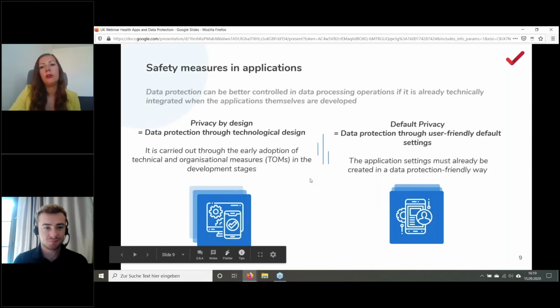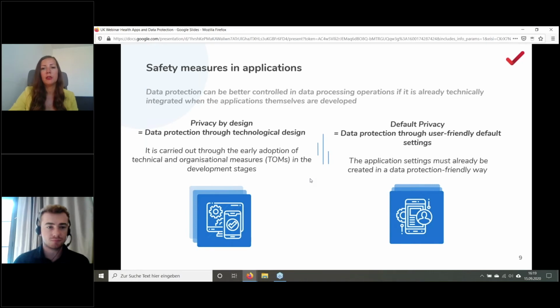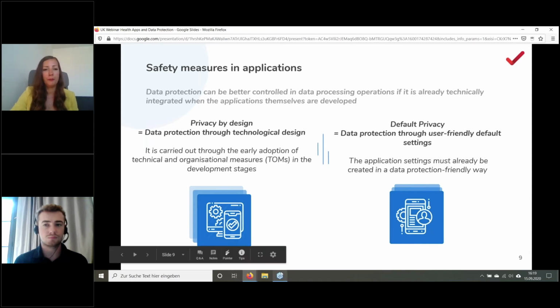Exactly. So yes, now we want to speak a little bit about product-specific data security. What do you have to pay attention to as a developer of a health application? Here we will talk in detail about privacy by design and privacy by default, as these two terms are much talked about, and you hear them a lot in regards to data security, but only very few know the real meaning and also the real importance of privacy by design and privacy by default.